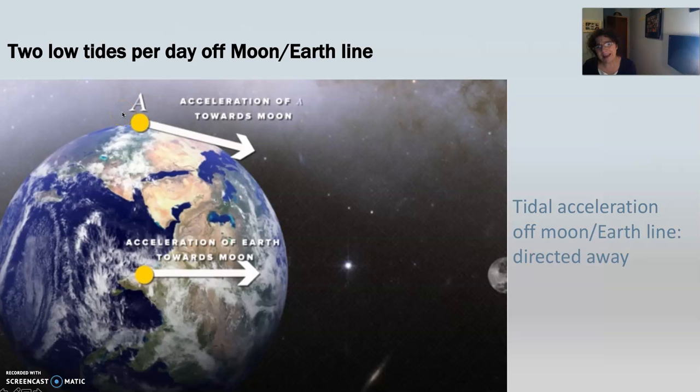But at this point at A, the acceleration of the Earth towards the moon gets directed away. In other words, it's not a direct line between the Earth and the moon. This is an angular line between the Earth and the Moon, and the water along that line gets directed away toward the Moon. It results in a downward force at these areas of the Earth, so that the Earth has two high tides, one at each position along the Earth-Moon line, and low tides perpendicular, again, as the Earth rotates in and out.